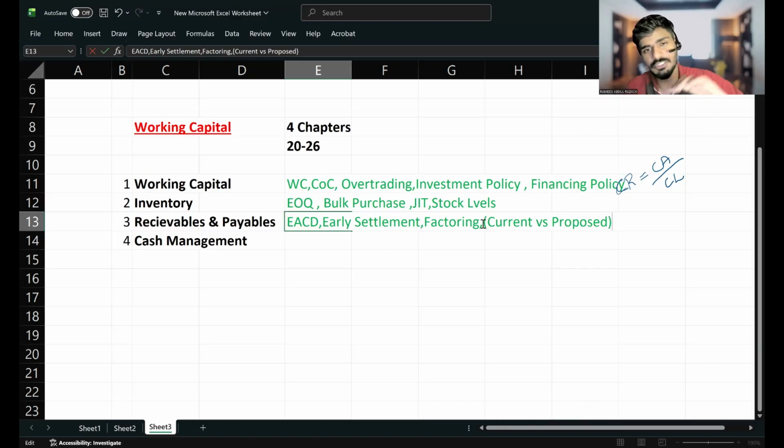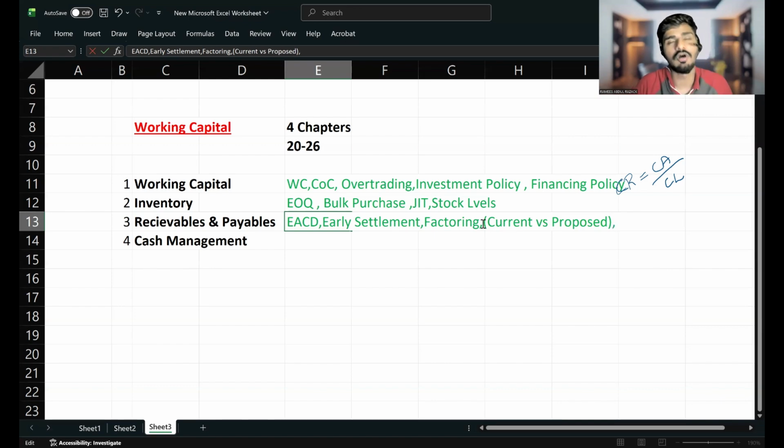There will be two situations in which the company is currently giving an early settlement discount. A proposal might come in which we have to tell whether we have to go for factoring or not. So we have to compare the cost of the current policy and the proposed policy, and as a financial manager, the one with the least cost should be selected. Okay, that is what is being tested in current policy versus proposed policy.